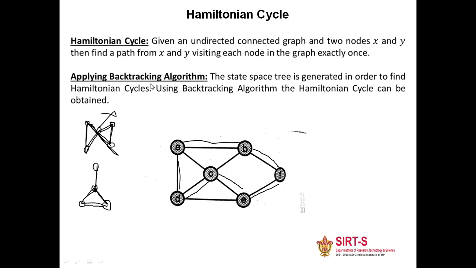We are going to apply this backtracking algorithm. The state space tree is generated in order to find the Hamiltonian cycle. Using the backtracking algorithm, the Hamiltonian cycle can be obtained. In a nutshell, we are given a graph and we have to find the Hamiltonian circuit using the backtracking approach. We'll start our search from an arbitrary vertex, say A. From here we are going to start. This vertex A becomes the root of our implicit tree.